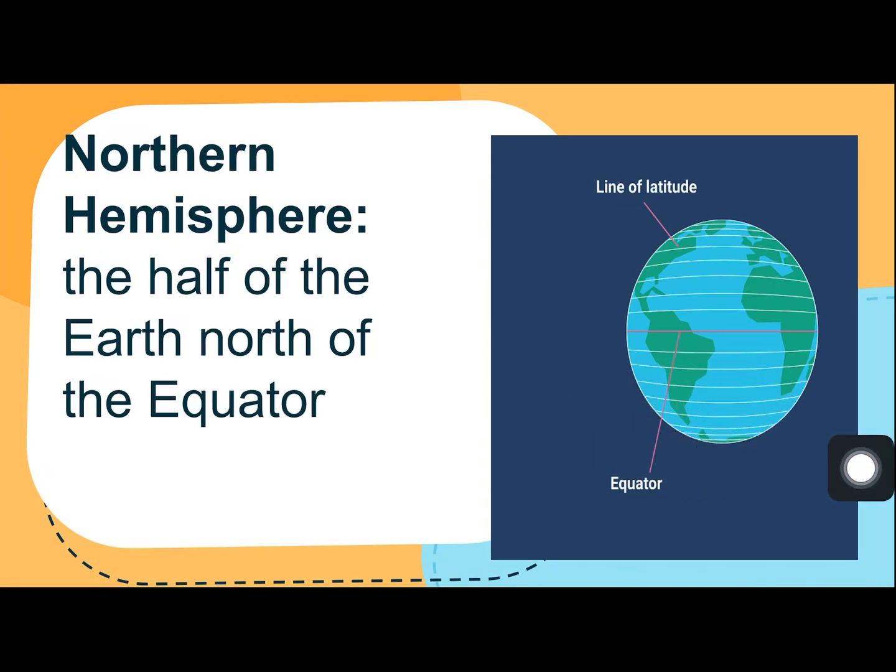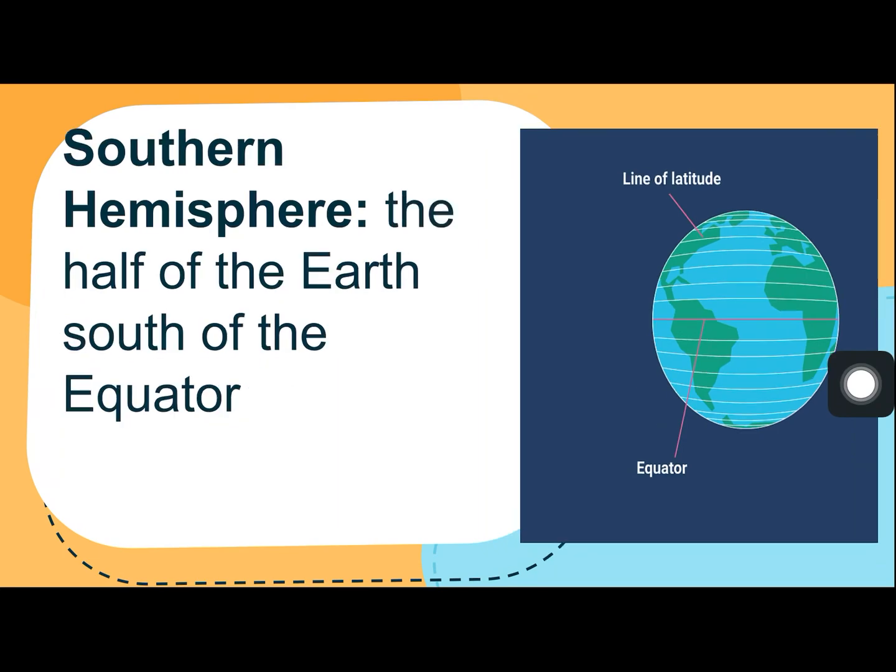The top would be called the northern hemisphere. Say northern hemisphere. Good. So our northern hemisphere would be this top part here, everything above the equator. We also have southern hemisphere. So anything below our equator, say southern hemisphere. Good. The half that is south of the equator.